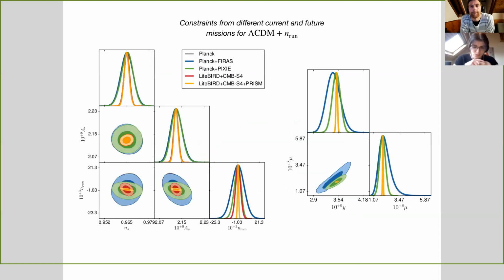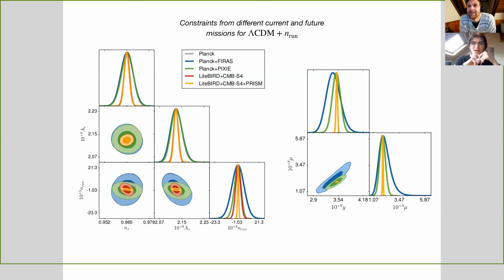The first case we focus on is one of the basic cases that you might be interested in, which is Lambda CDM plus running. So we vary the 6 Lambda CDM parameters plus the running of the spectral index. And we looked at 5 different cases. In gray, which you can barely see, is Planck. In blue is Planck plus FIRAS. These are concluded missions, and for these, we have the data. We already see that the blue and the gray completely overlap everywhere, because FIRAS did not add substantially on top of Planck.